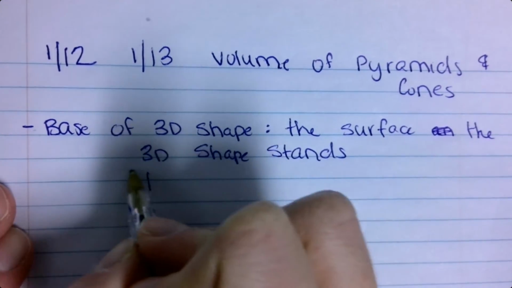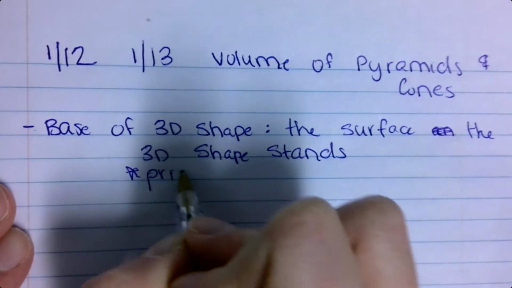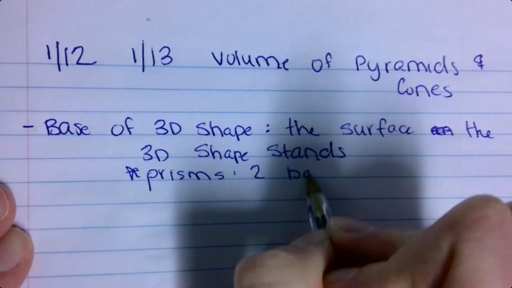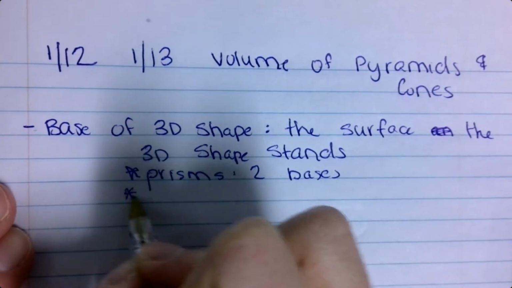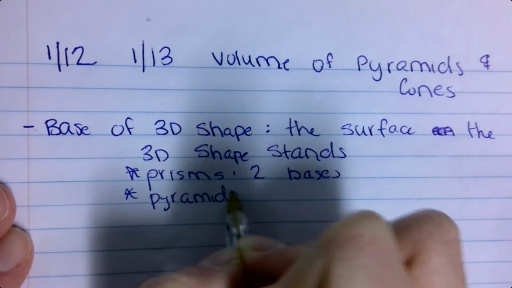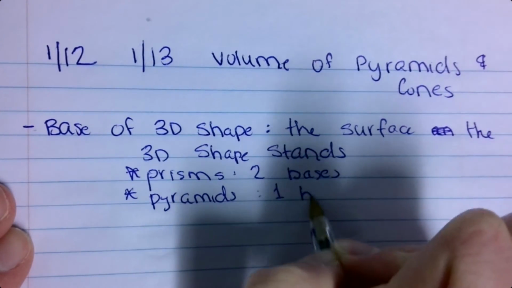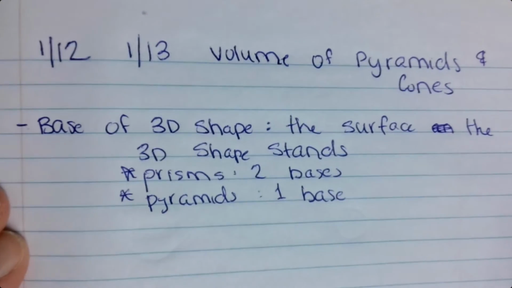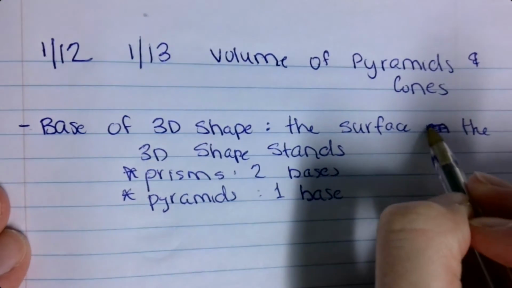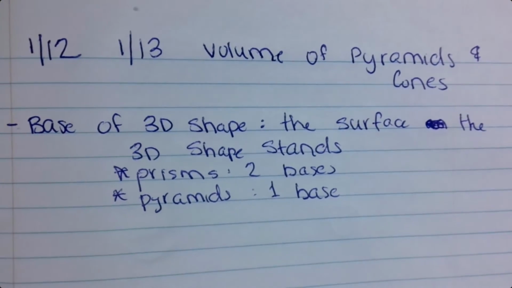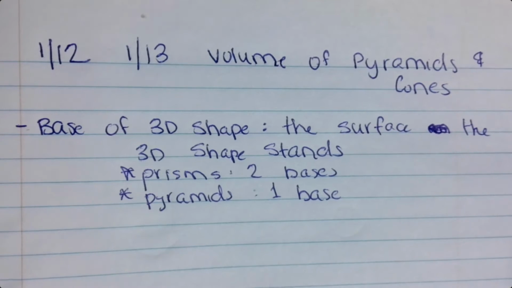And remember, prisms have two bases, whereas pyramids have one base. All right, so keep that in mind as we go through today's notes. Prisms, two bases; pyramids, one base.